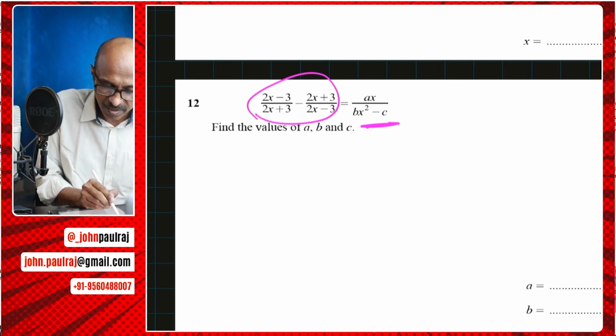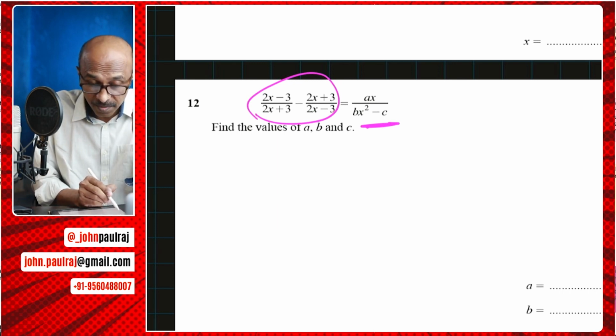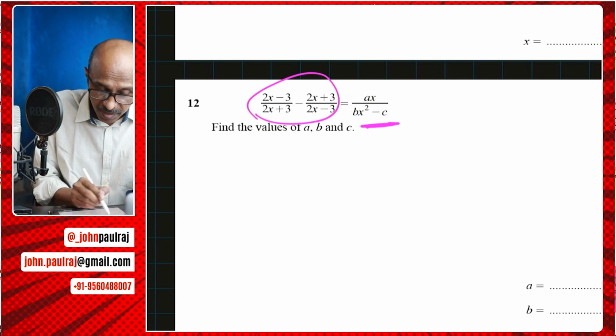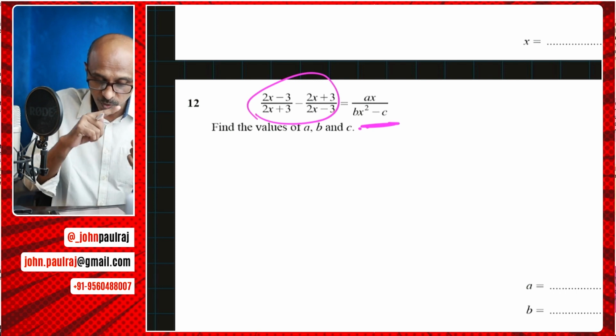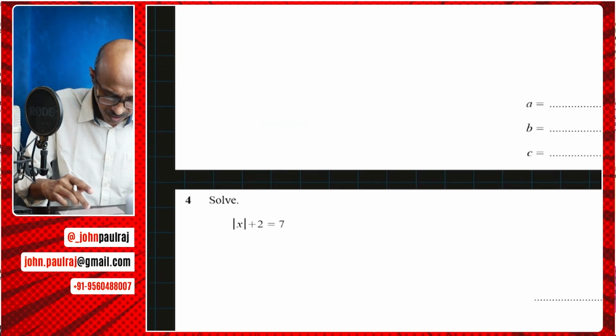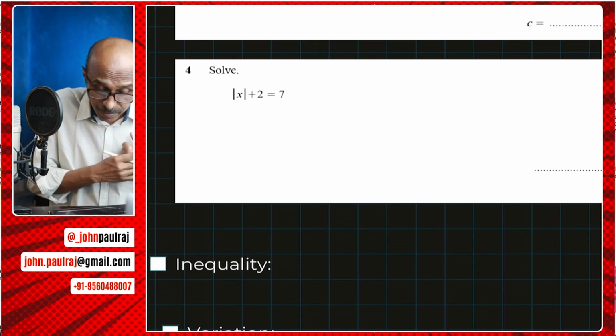So basically, you're simplifying the left-hand side, writing it as a single fraction, but in this form. All right, so that then you can identify what's the coefficient of x, what's the coefficient of x square, and what's that constant term. Okay, and then deduce what is A, B, and C. Clear? Solving absolute value equation.